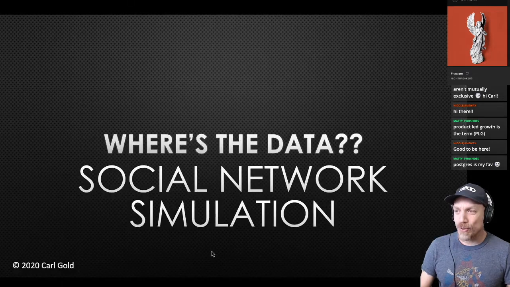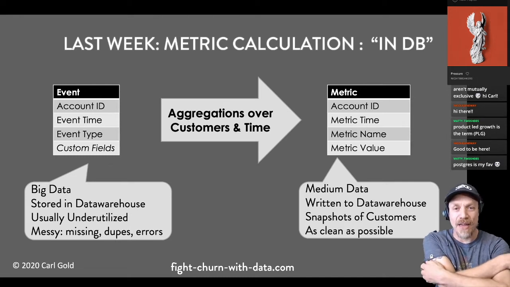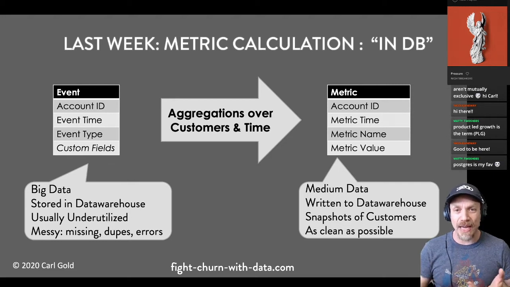So turning back to the talk track, that was the data. The next thing we did with the data was calculating metrics. And this was what I called an in-database metric calculation, where you go from big data events, which are the point-in-time events for each account. You aggregate them, and then you get metrics, which are the summaries for each customer at different points in time. And I say your metrics are going to be medium data, smaller, because you summarize the events, and you don't calculate the metrics constantly. You summarize them at different points in time.